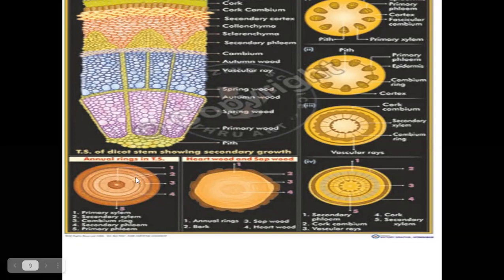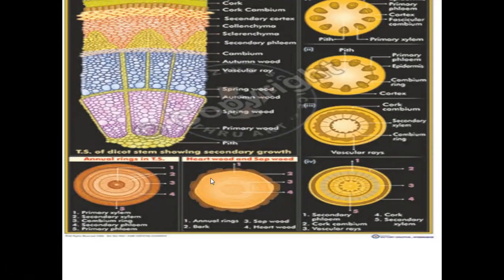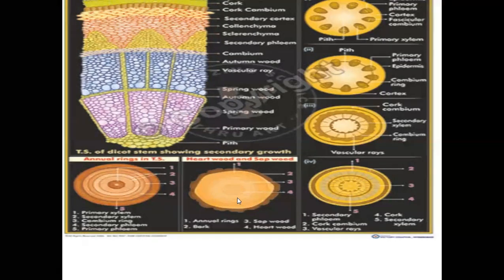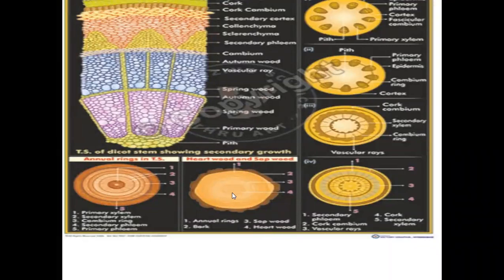With continuous development, the annual rings increase in number. Early developed annual rings are dark in color, and the dark annual rings are called heartwood. Around them, light colored annual rings are present, called sapwood.